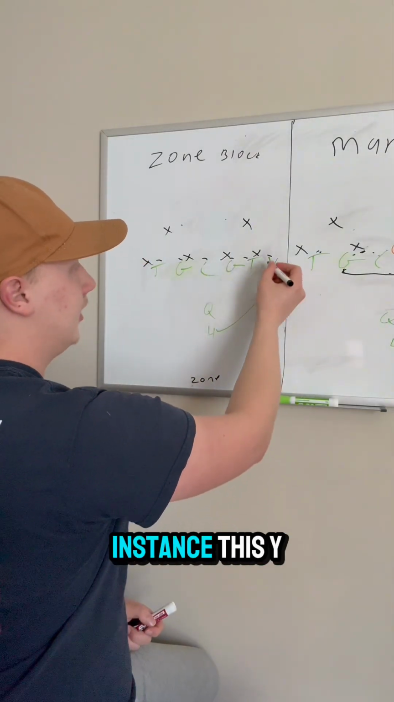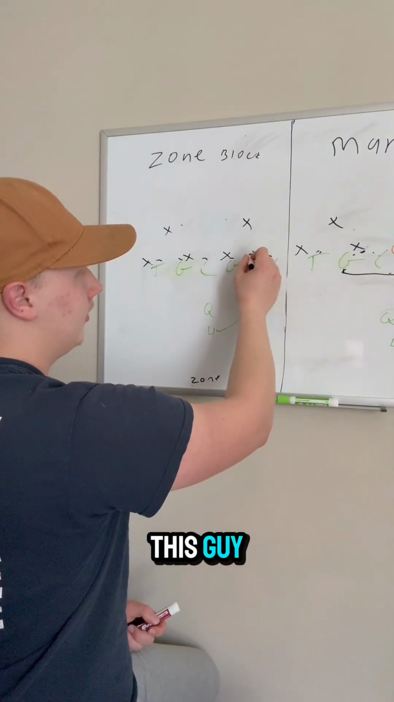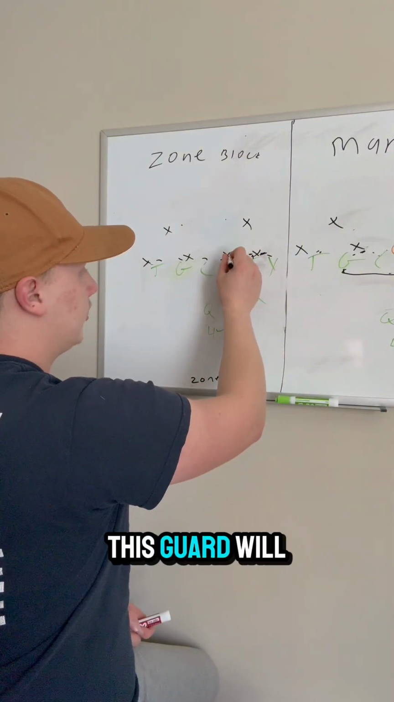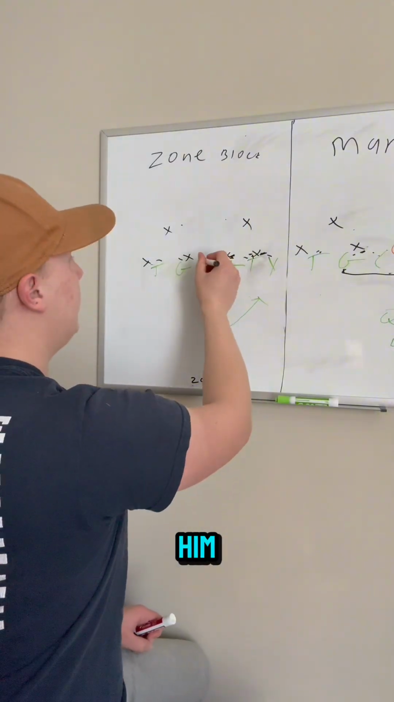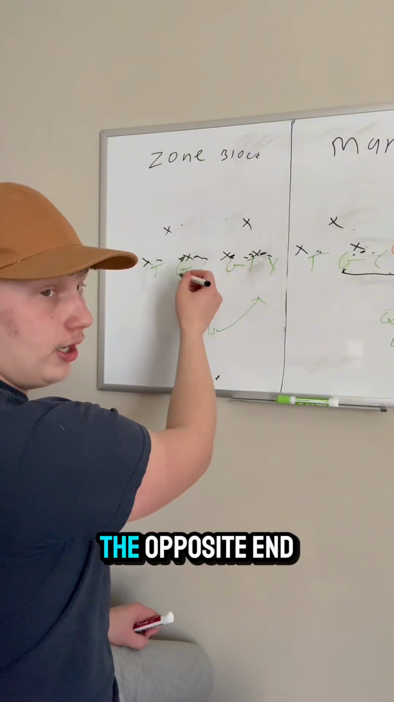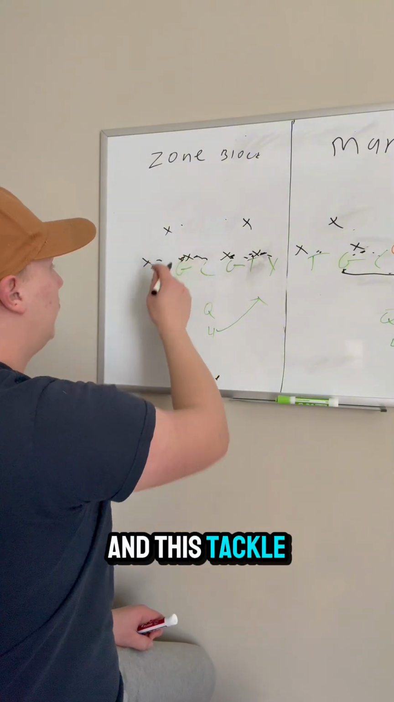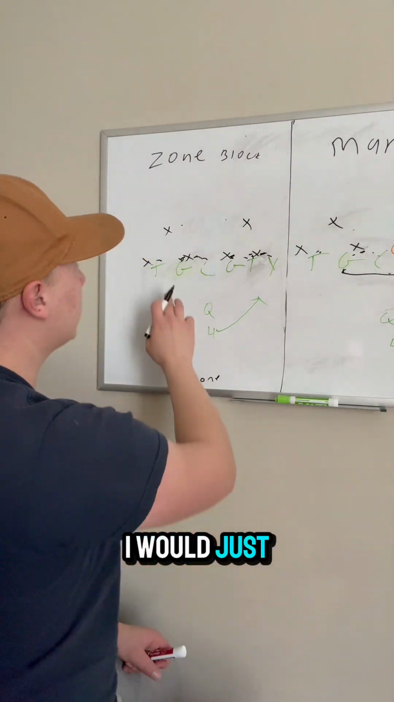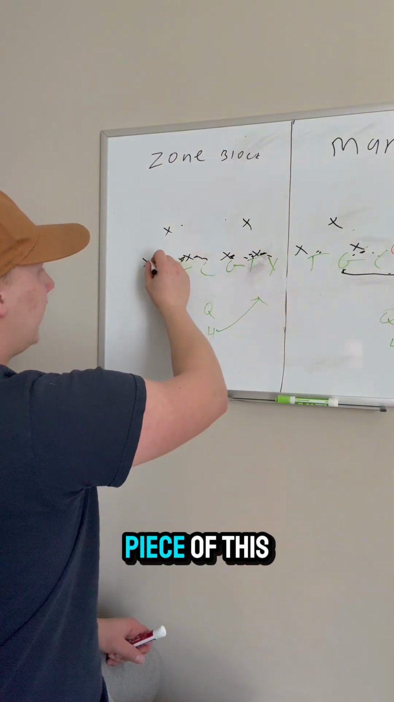So in this instance, this Y and this tackle are stepping. Now we're hitting this guy. And we're comboing that guy out. This guard will step and get this guy who is inside of him. Center's going to come and he's probably going to help this guard out with the opposite end or opposite nose. And this tackle, in this instance, I would just say he's stepping. He'll get a piece of this guy.